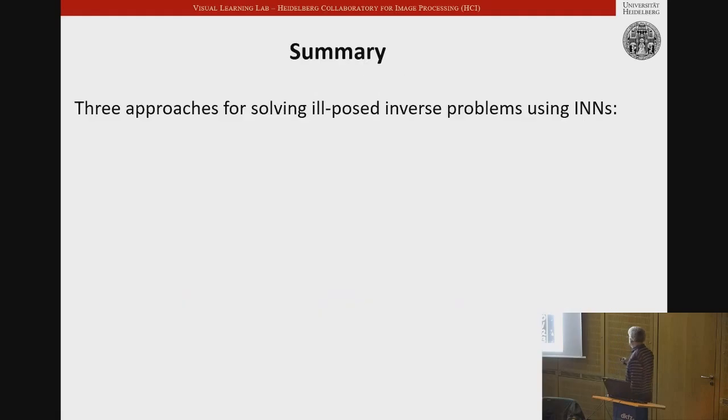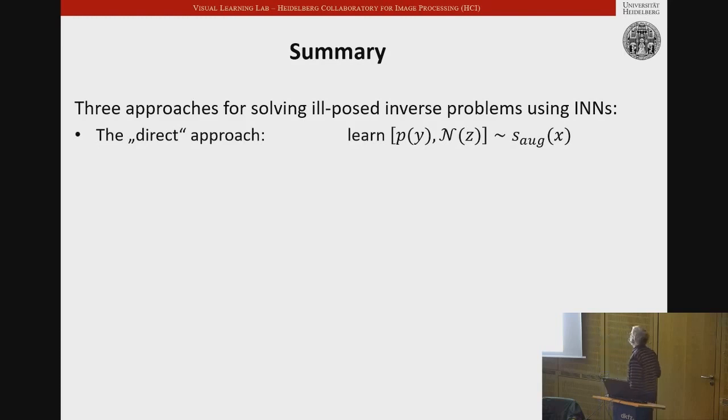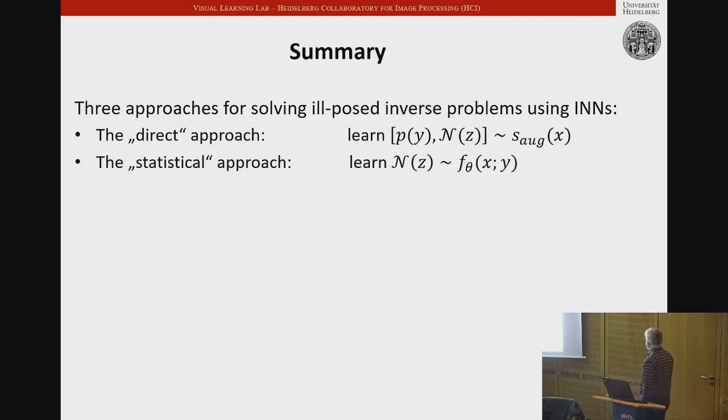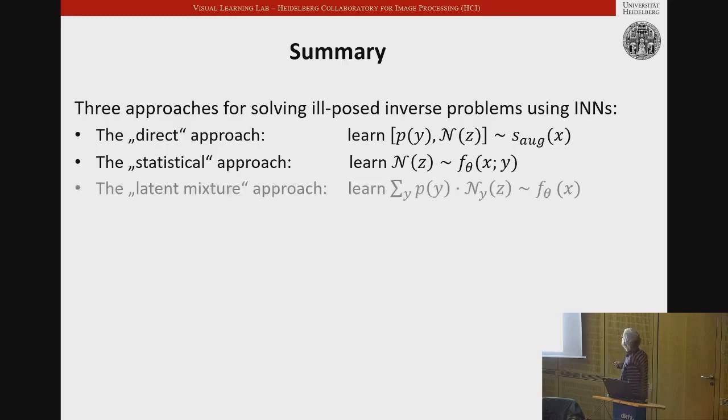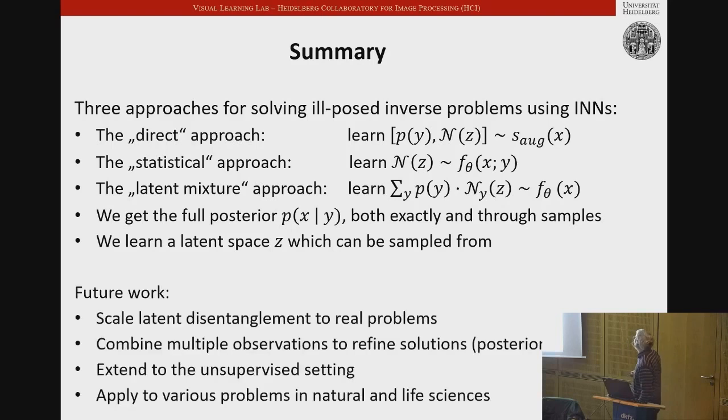So that's the talk summary. I have shown you 3 approaches to solve ill-posed inverse problems. First, the direct approach, where we learn this augmented space, where y corresponds to the true distribution of the observations, and n is a standard normal. Or we have the statistical approach, where z is learned and y conditions the network. And we have seen the latent mixture approach, where the network just depends on z, but then the output is a mixture with mixture weights, the prior of y, and then the Gaussians for every class. In all cases, we get full posteriors and learn a space z, where we can sample from and generate data.